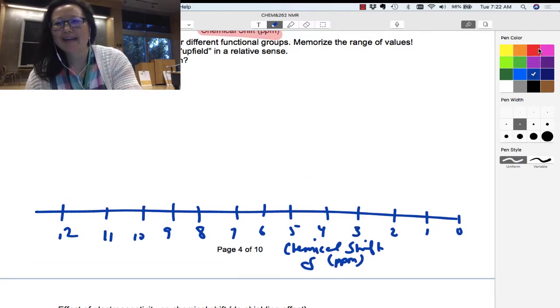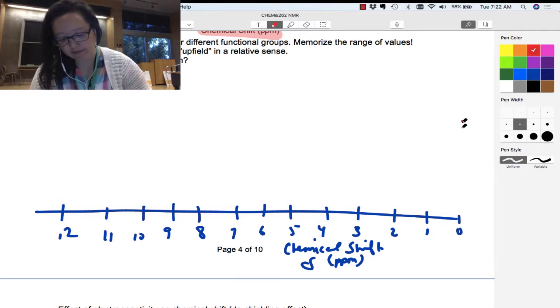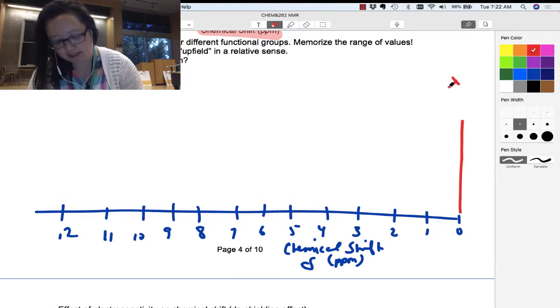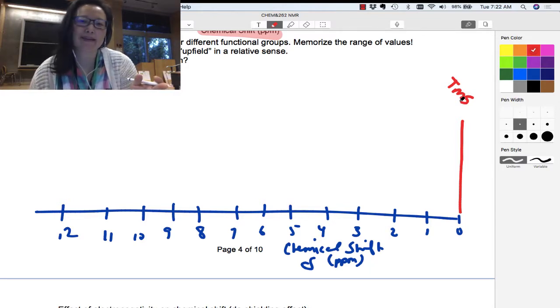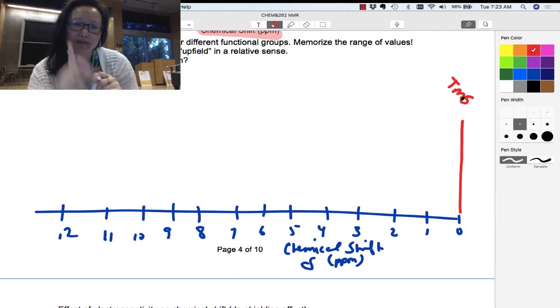Now at 0, we usually have a reference compound called TMS, tetramethylsilane, and that allows us all to calibrate our NMR, because where the actual peaks appear could be offset. Anytime you run a sample, that reference will help you point it to 0 and set the x values properly. So that's called having a reference.